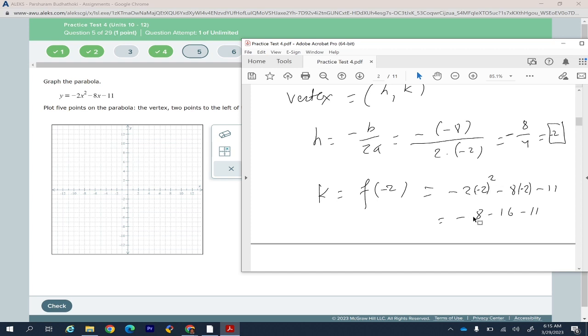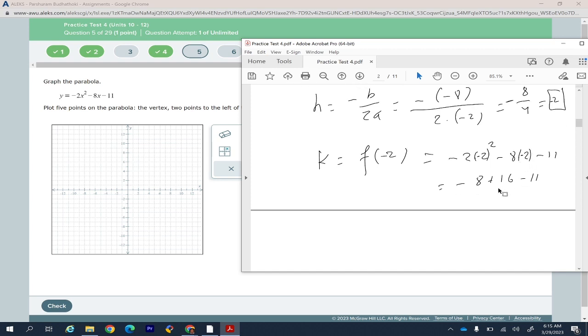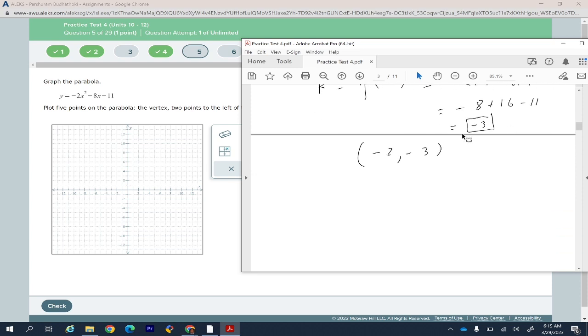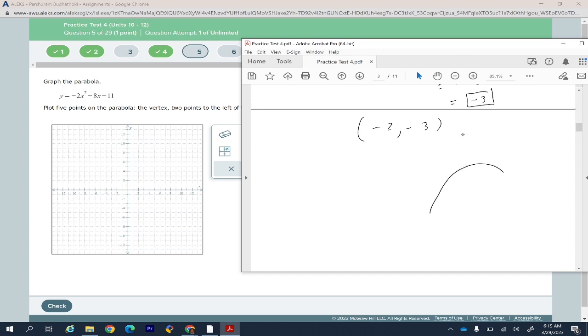So the first case it's -8, but the second one it would be negative times negative is positive 16. So now, as you can see here, 16 minus 8 minus 11, it's eventually -3. So the vertex is (-2, -3). So that's the vertex.